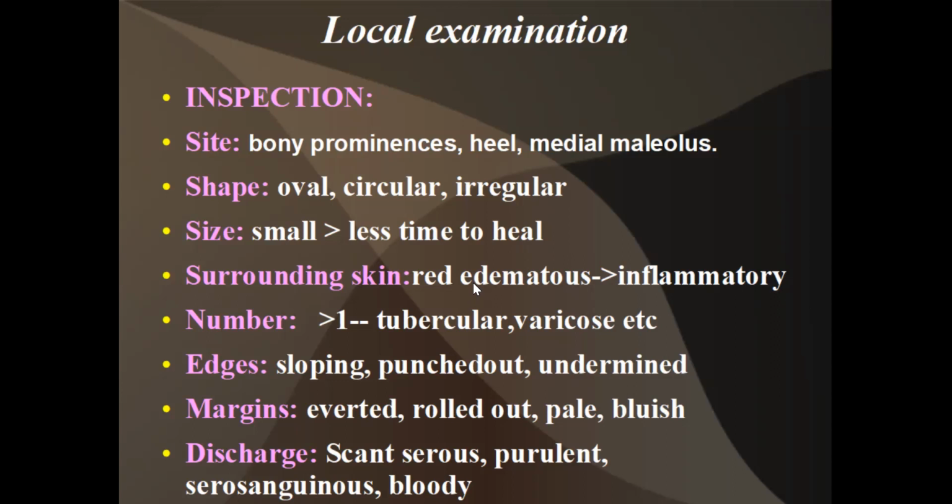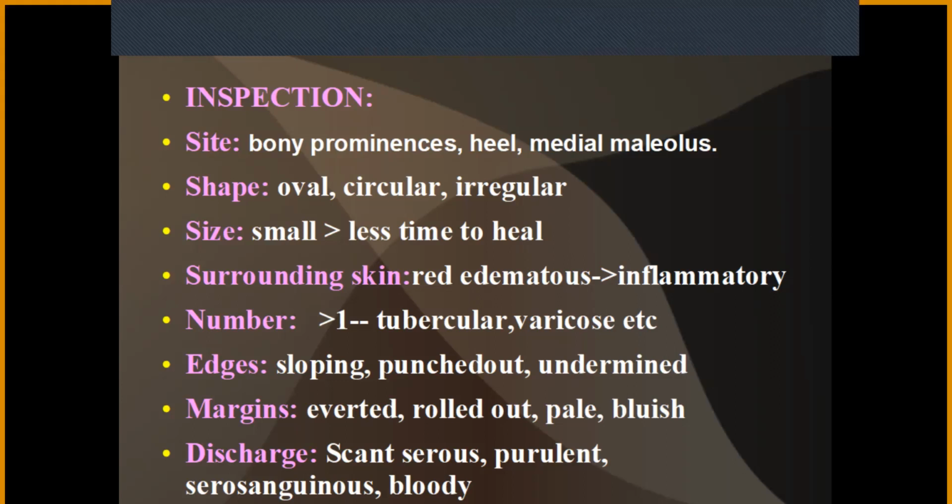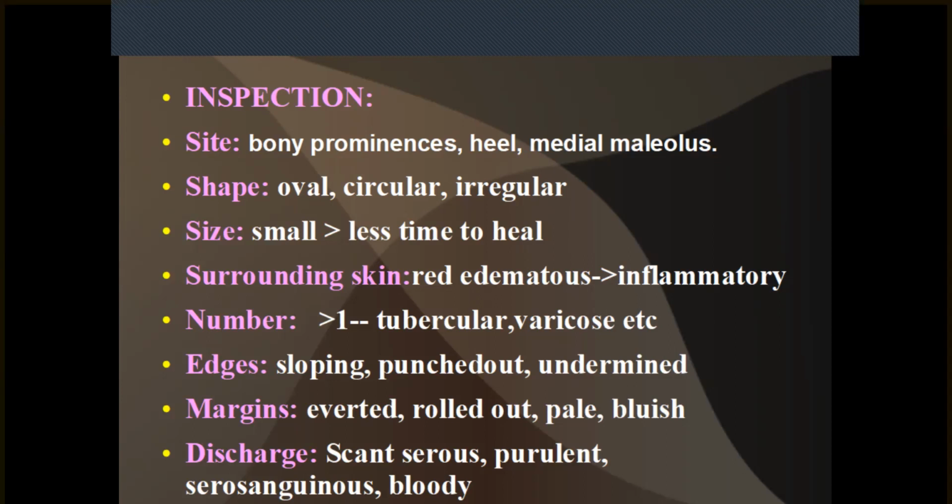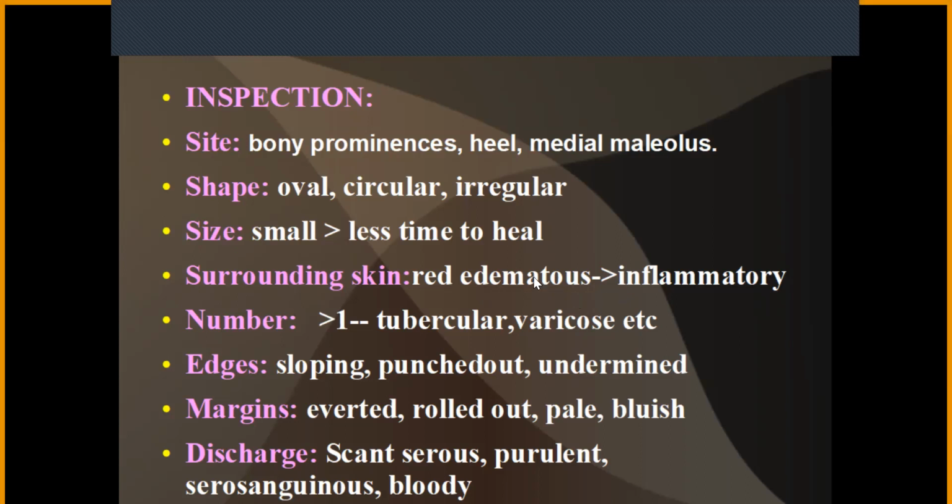Size gives a clue of the healing time. Mostly small ulcers take less time if not complicated, and if the size is very large, then it will take more time to heal. Coming to the surrounding skin, if the surrounding skin is red and edematous, it is a sign of inflammation. If it is normal, then it may be because of chronic inflammation or other pressure-injury-related ulcers. Number: if there is more than one, it gives a clue about tuberculosis and the venous ulcer, which is because of varicose veins.